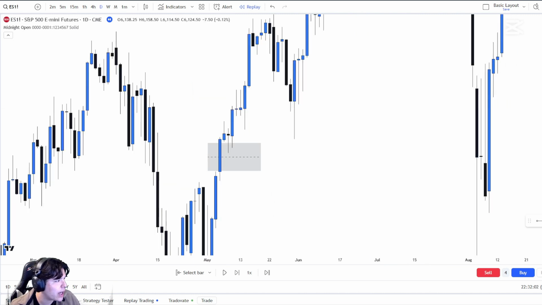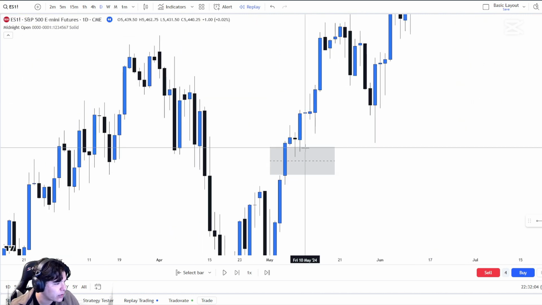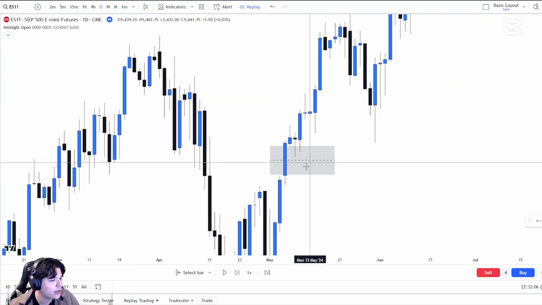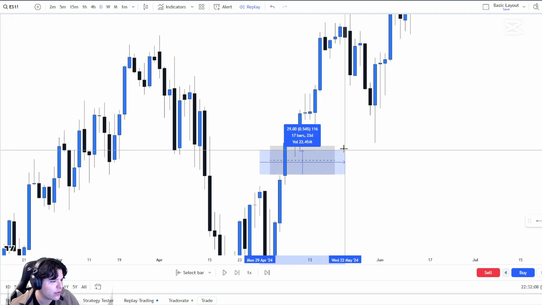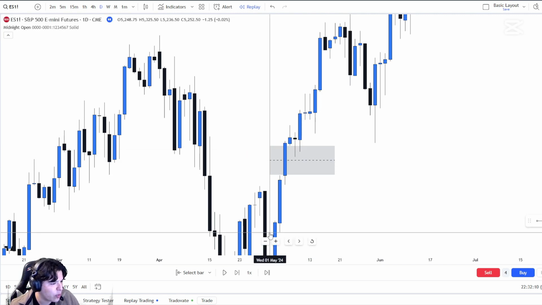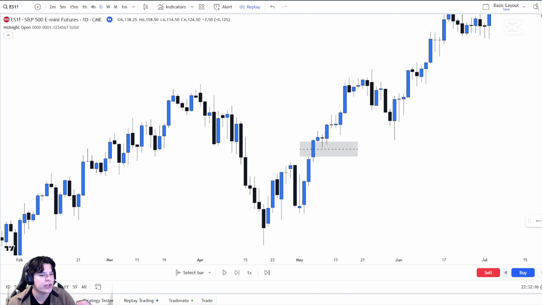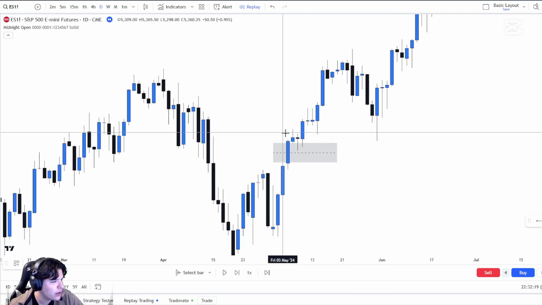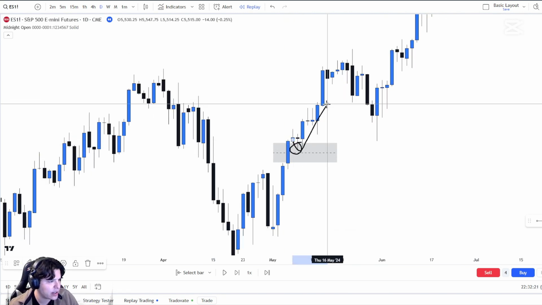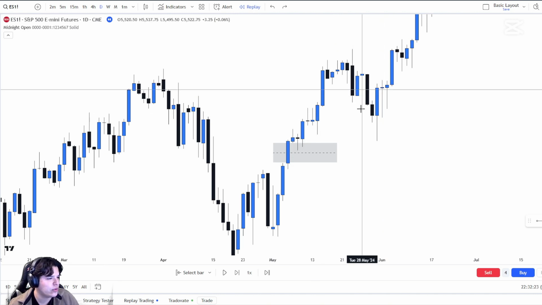And then we have that FVG that gets made right here. And relative, once again, the size of this fair value gap is right in line, 34 points with some of these candles. This is great. These candles are also big, healthy candles to the upside. And what do we see? Price action trades into it, respects it, and then we fill it, and then continue to the upside.